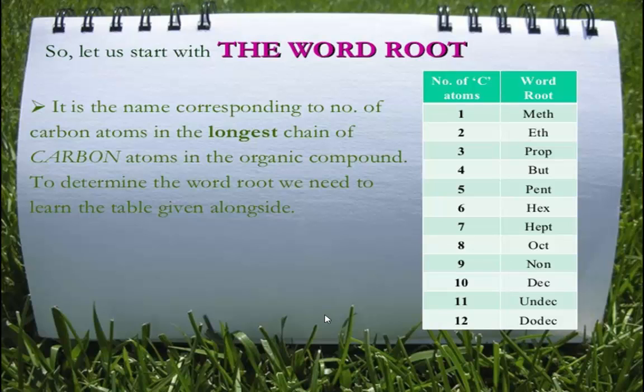Yes, see here, if the organic compound contains 1 carbon atom, then the root word used is meth. If 2 carbon atoms are present, then eth is used. 3 prop, 4 but, 5 pent, 6 hex, 7 hept, 8 oct. Similarly 9, 10, 11, 12 as non, dec, undec, dodec, etc. You should at least remember up to decane.